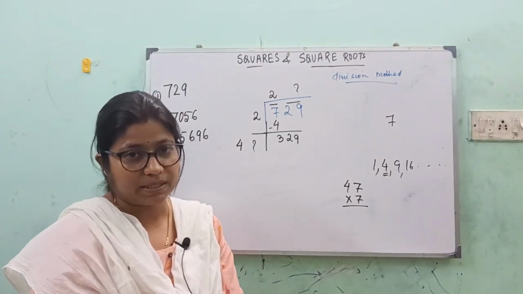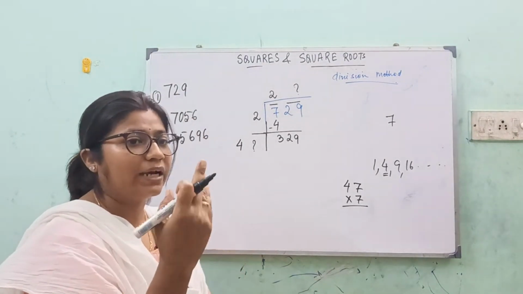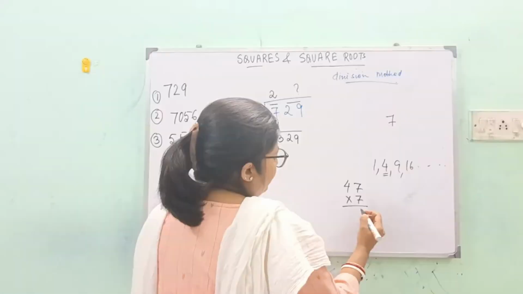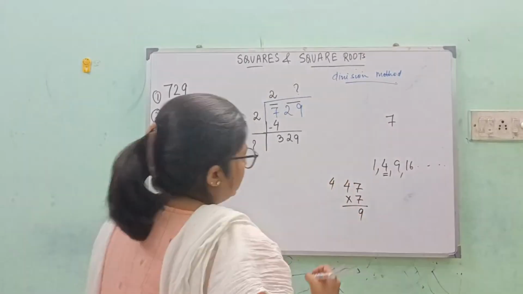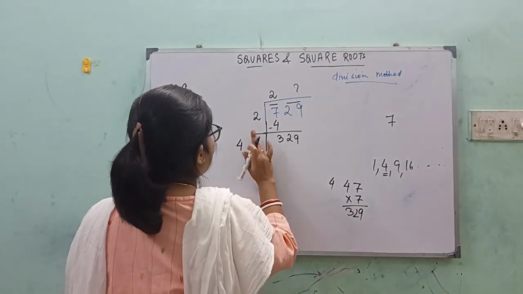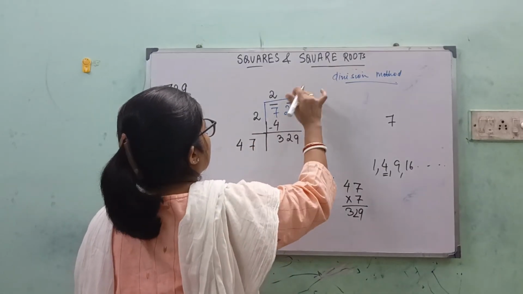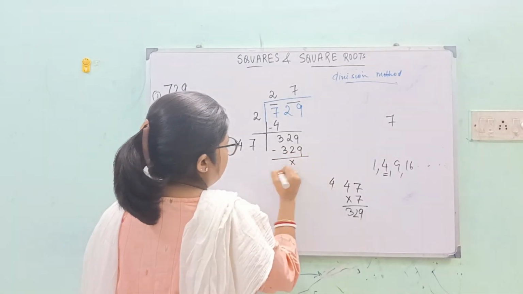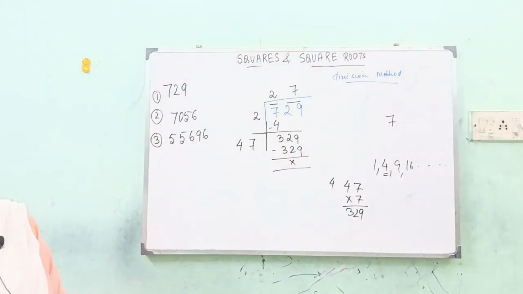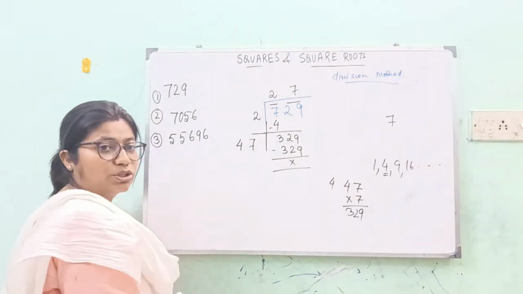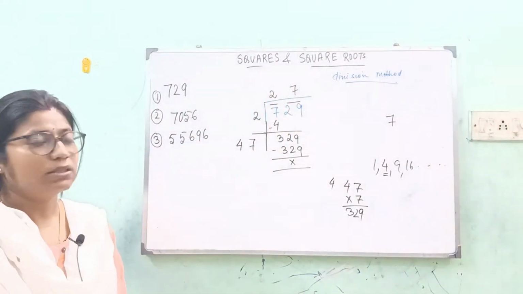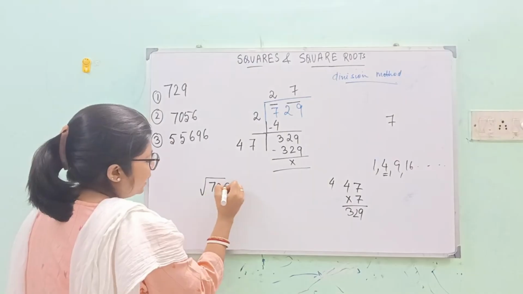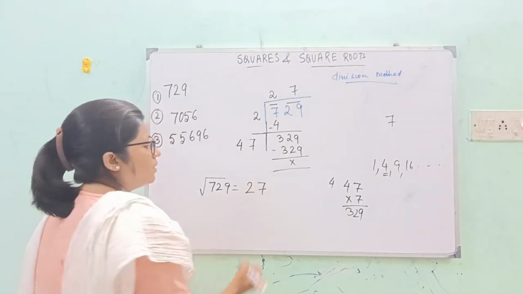So the 9 in the units place. So either 3s or 9s when they are squared, they will give you 9s in the units place. So 7 into 7, 9. So here we will put 7. Here also 7. So 47 into 7 is 329. So the remainder is 0. So once the remainder is 0, that means you have got the square root. That is, when the periods are all exhausted, that means you have found out the square root. So the square root of 729 is equal to 27.